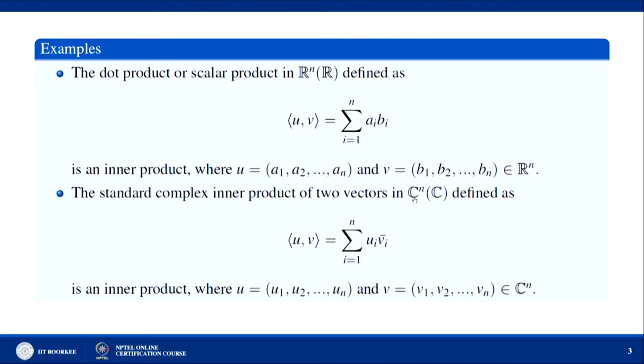Now, if you take the vector space as Cn over the complex field, then the inner product may be defined like this. This again forms an inner product, which can easily be verified. We are taking V as Cn and the field as C. Now, the inner product of U and V for any U, V in Cn is defined as the summation over i from 1 to n of Ui times Vi bar, the conjugate of Vi. We are taking U as U1, U2 up to Un and V as V1, V2 up to Vn.